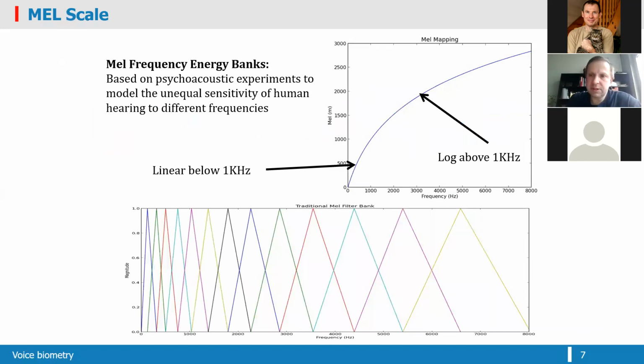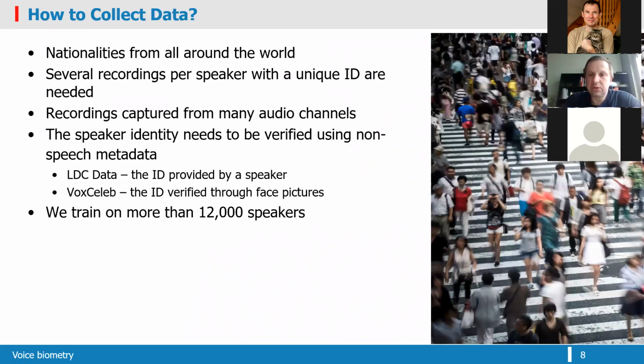Of course, the human ear doesn't have the same resolution on each frequency. So what we are doing, we say that the lower frequencies are more important than the higher, and we use triangular filters. So the image is transformed, and the higher frequencies are less important.